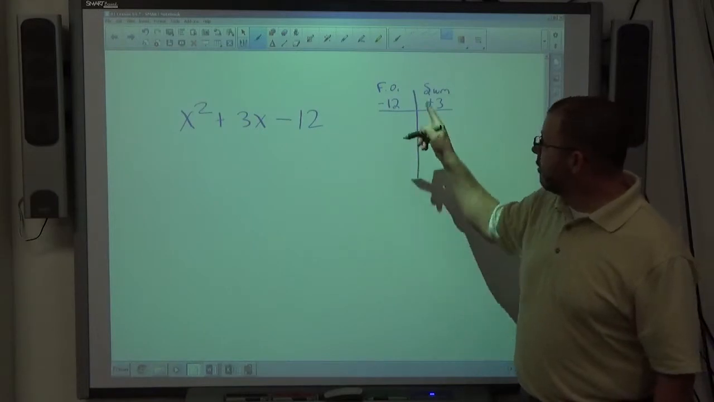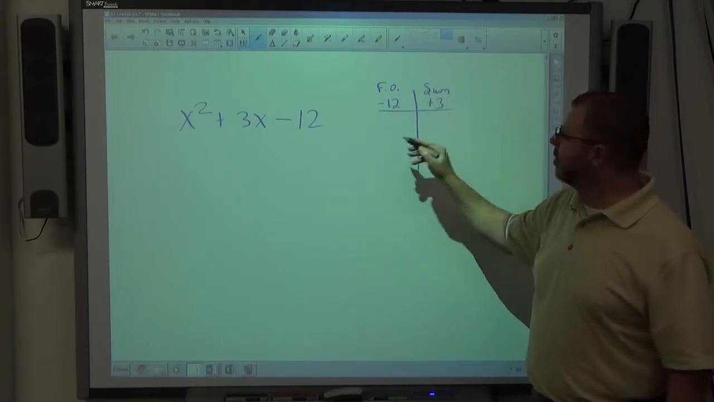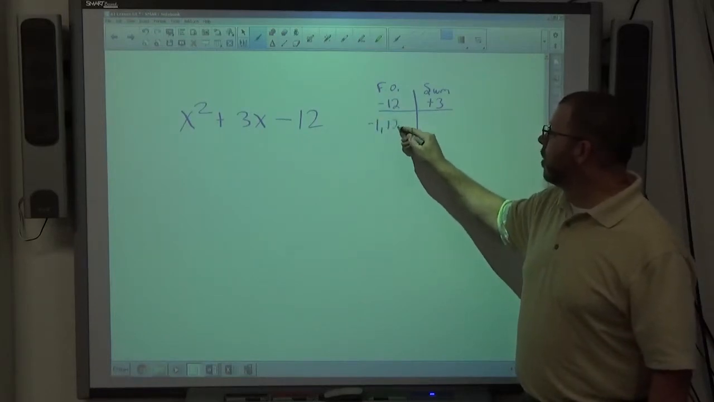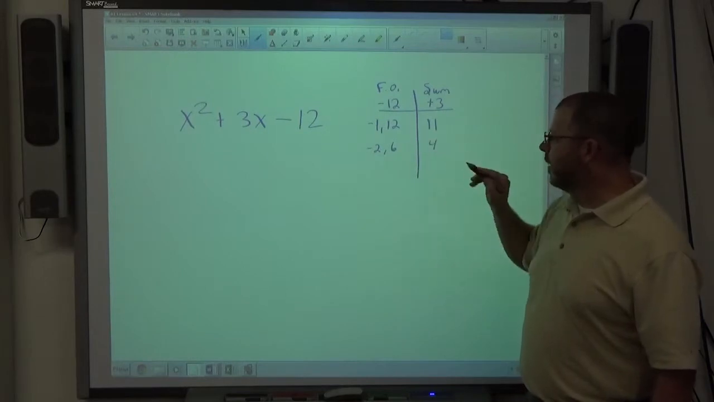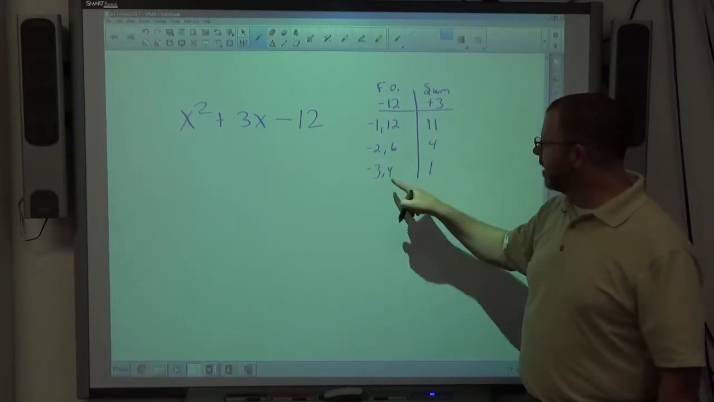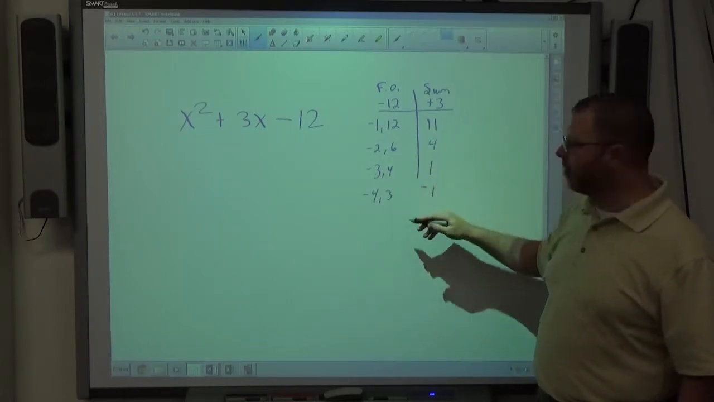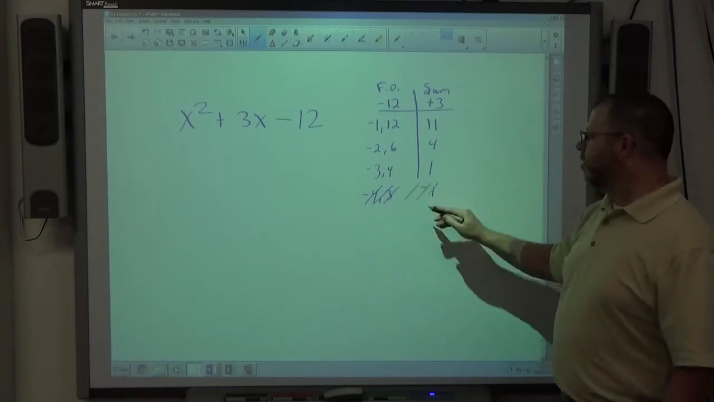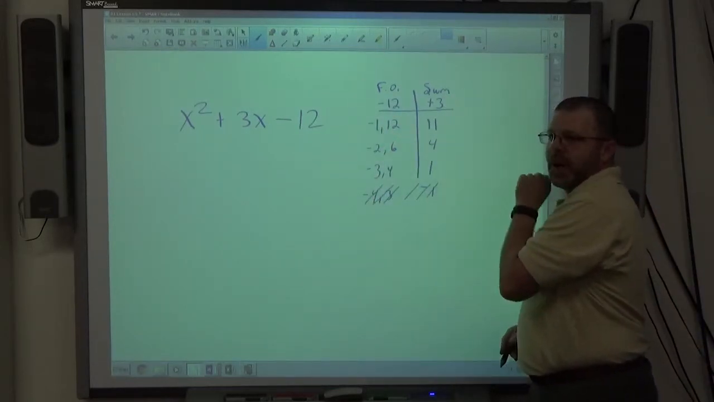If I start off, I need opposite signs to make a negative, and the bigger number positive to make a positive. So negative 1 and positive 12 makes 11, not 3. Negative 2 and 6 makes 4, not 3. Negative 3 and 4 makes 1, not 3. The next number up is 4. If I go negative 4 and 3, that makes a negative 1. Now I'm starting to get negative sums, so that's no good. So every pair of numbers that multiplies to make negative 12 doesn't also add to make 3.